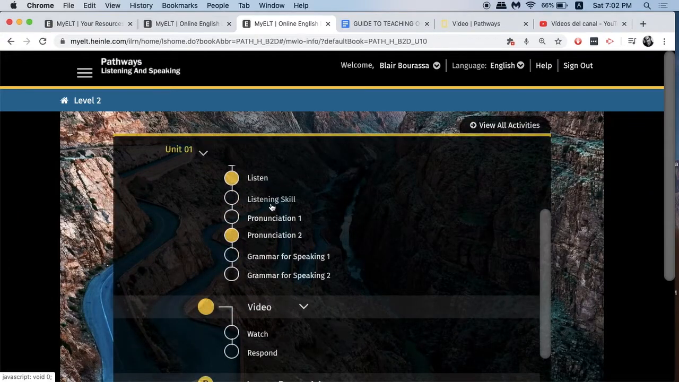Then they have this one called listening skill, which is just another type of listening exercise.